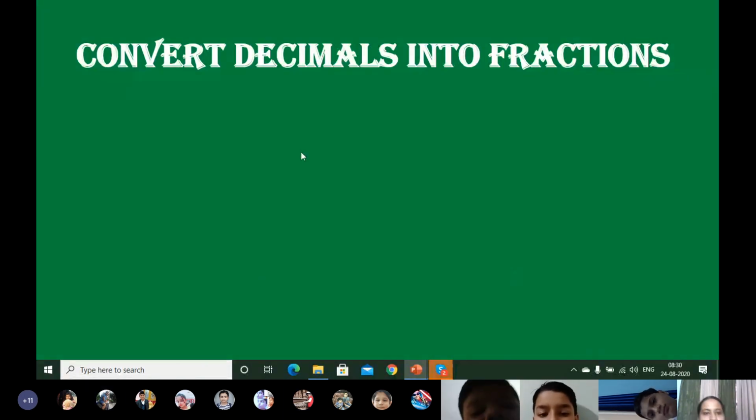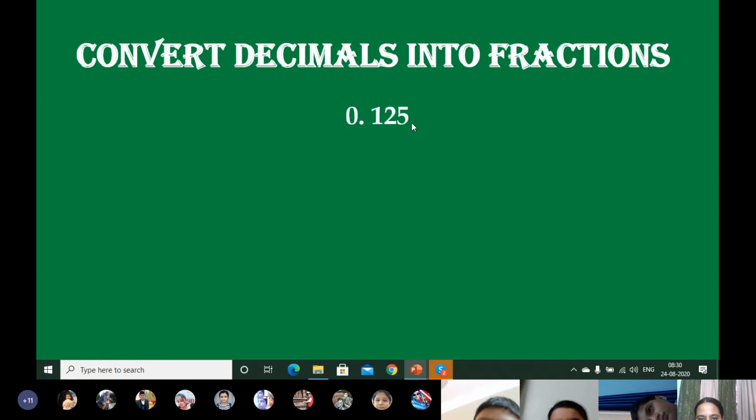Okay. Now, we have to convert decimals into fractions. How to convert decimals into fractions? See. For example, 0.125 is given. We will remove the decimal point from here, and when we remove the decimal, we will write the number in the form of numerator and denominator. In numerator, 125 will come, and in denominator we will write 1 and count the number of values given in the decimal part. Here how many numbers are given? 1, 2, 3. 3 values are given in the decimal part. So we will write that many zeros also.